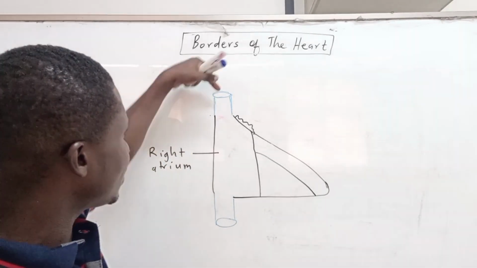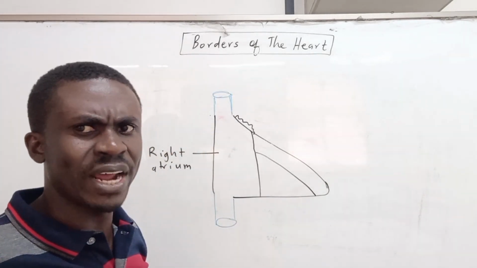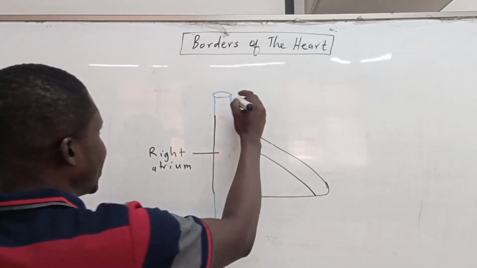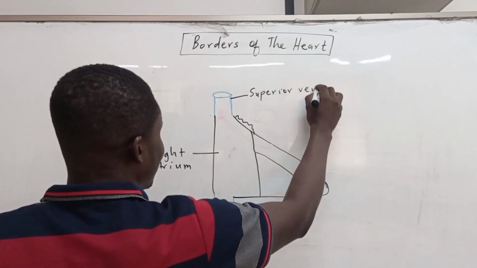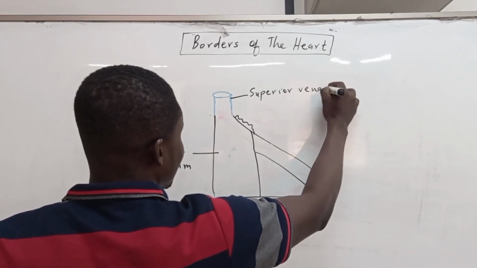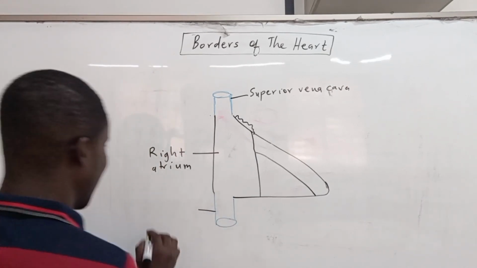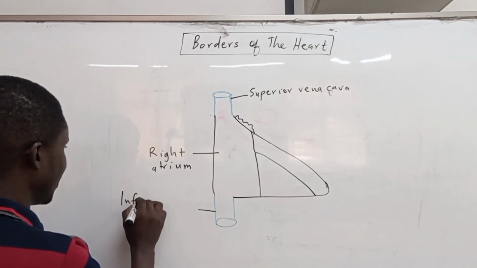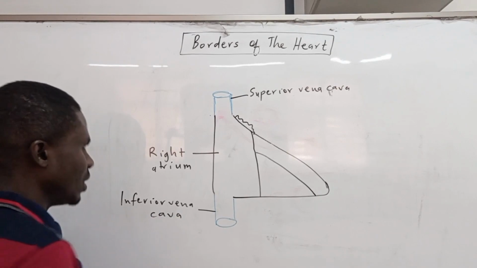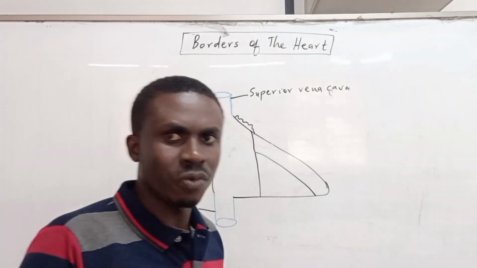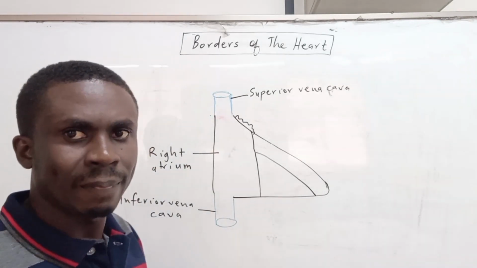Whenever you see these great vessels draining blood to the right, you know it's the right atrium. Because this guy over here in blue is the superior vena cava, and the one below is of course the inferior vena cava. They drain venous blood into this right atrium. That's why I've indicated them with blue.